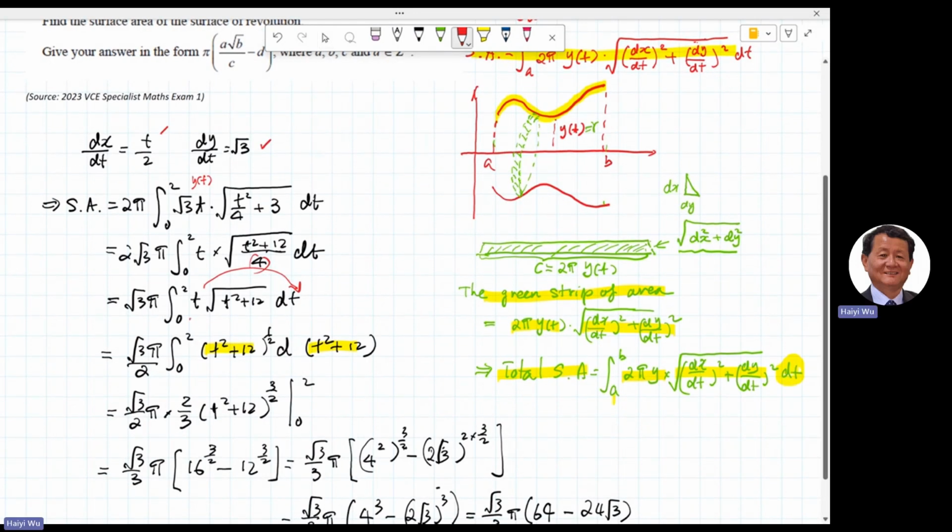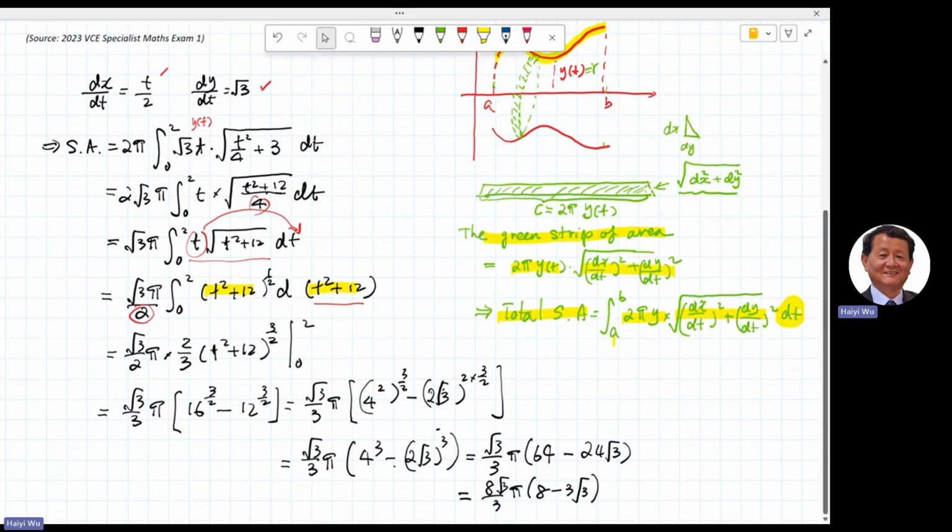Now I'm going to integrate this. I'll use the substitution method. I'm going to move this one inside the integration, into d, so it integrates into t squared plus 12. I make those two yellow highlighted parts equal, but I need to divide by 2. Therefore, I'm going to integrate to 2 over 3, 3 over 2, remembering to use the power integration formula, from 0 to 2.